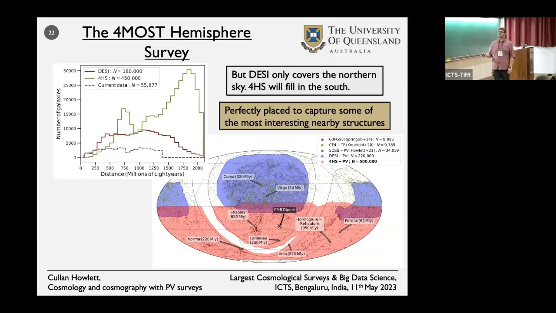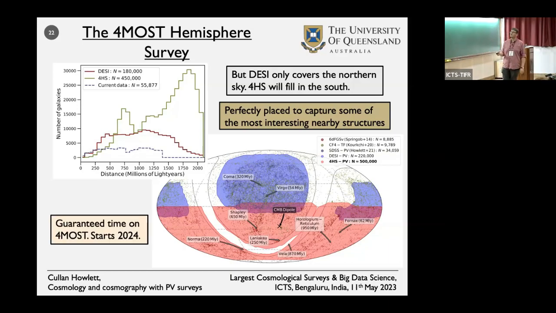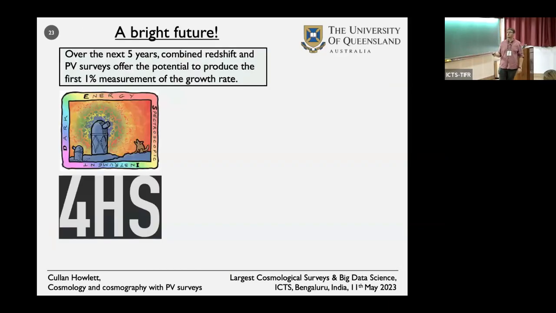And if we go one step further and ask what our data sets would look like after you've got DESI and 4HS as the current data, this is what we expect. So we expect that at high redshifts, really, we're getting an amazing data set. And so this is guaranteed to happen. We're already planning for this. It's got guaranteed time on Fourmost, and it starts in 2024.